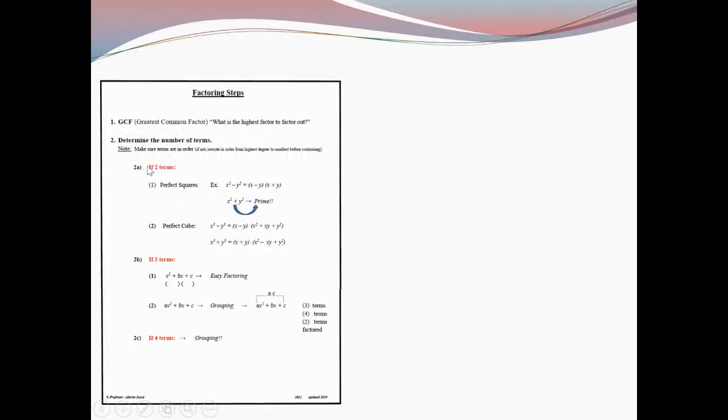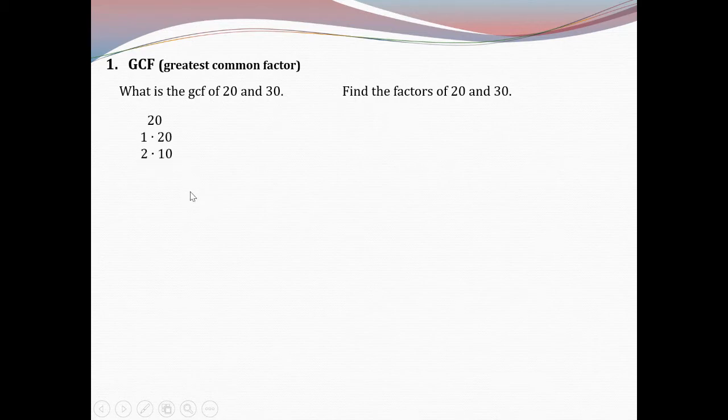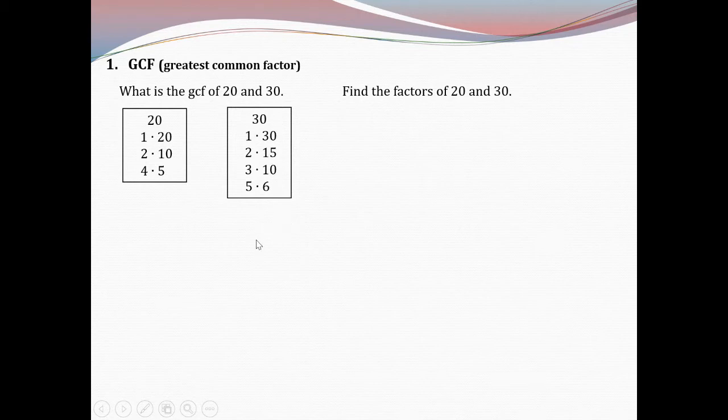So these are the factoring steps. Number 1 was the GCF. What is the highest factor to factor out? That's step 1. So let's do step 1 here. What is the GCF of 20 and 30? We need to find the factors of 20 and 30. First we start with 20. How can we get 20? 1 times 20, 2 times 10, 4 times 5. So these are the factors of 20: 1, 2, 4, 5, 10, and 20. Now we do 30. 1 times 30, 2 times 15, 3 times 10, and 5 times 6. So these are the factors of 30.